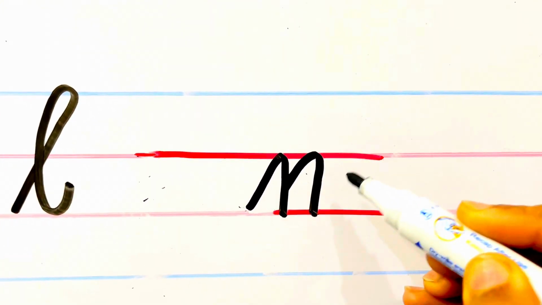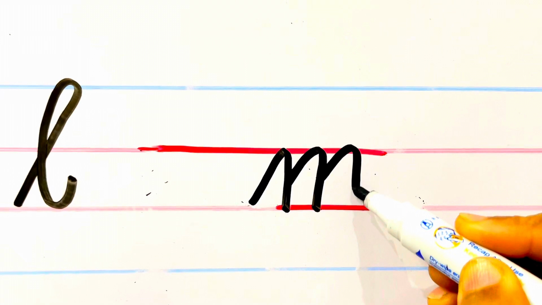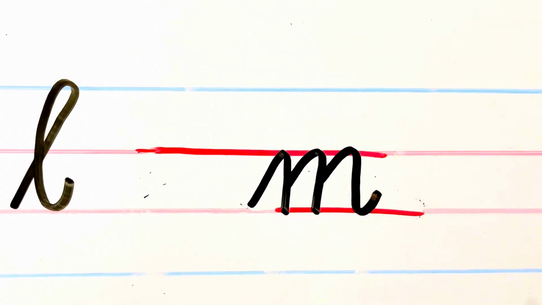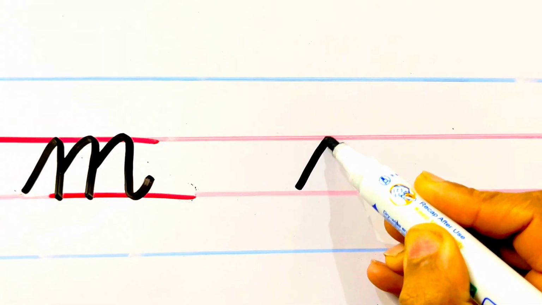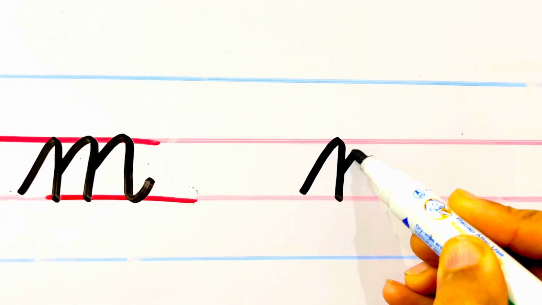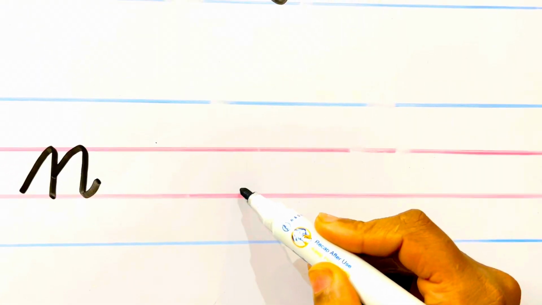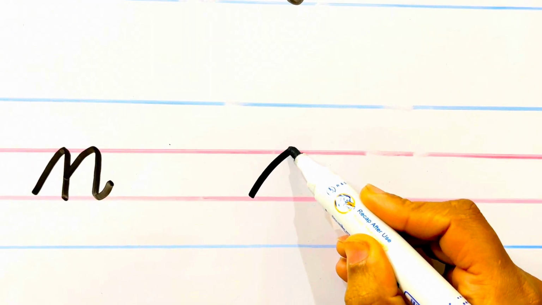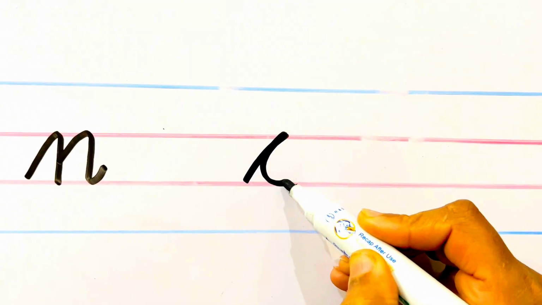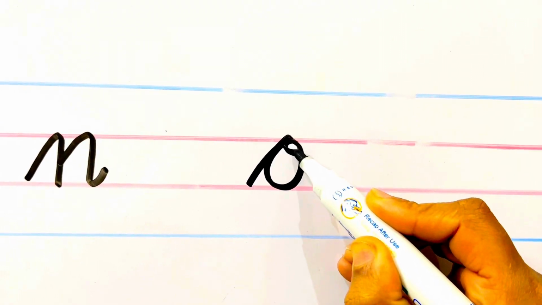To write M in cursive, we draw a slant line with a bump, then again a slant line with a bump, then again slant line with a bump, then make a tail. To write N in cursive, we draw a slant line with a bump, then again a slant line with a bump, then make a tail. To write O in cursive, we draw a slant line, then make a small circle, then a connector.